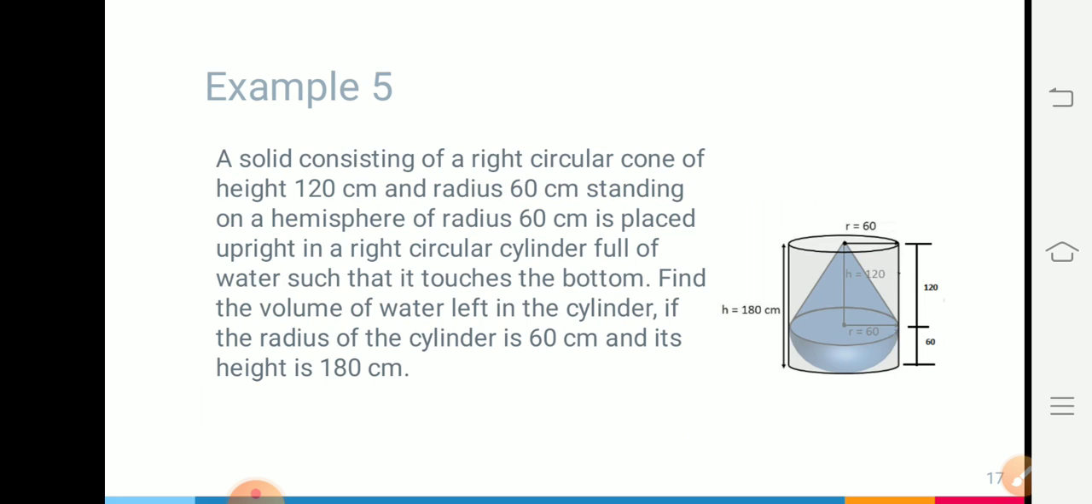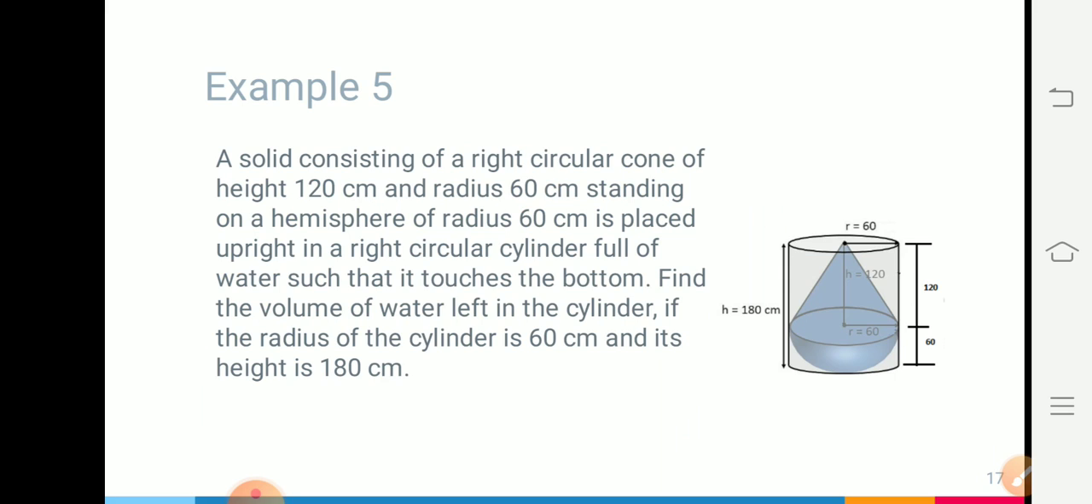Next example. A solid consisting of a right circular cone of height 120 centimeter and radius 60 centimeter standing on a hemisphere of radius 60 centimeter is placed upright in a right circular cylinder full of water such that it touches the bottom. Find the volume of water left in the cylinder if the radius of the cylinder is 60 centimeter and its height is 180 centimeter.